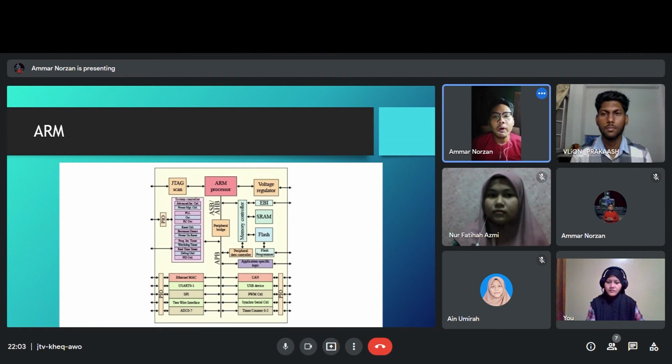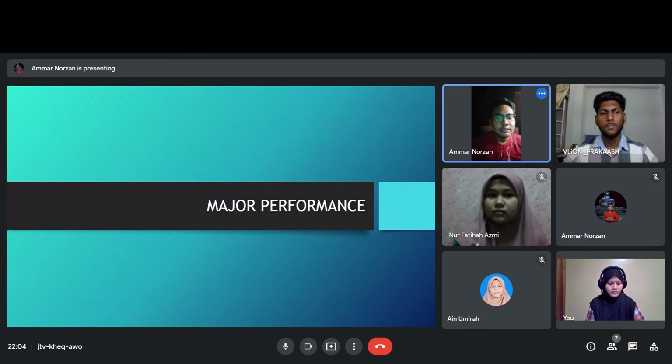A floating point component is used as an option for the ARM frame. The floating point accelerator is connected to ARM as a co-processor and executed through the explanation of the co-processing instruction. So Prakaash will be talking about the major performance of both processors.